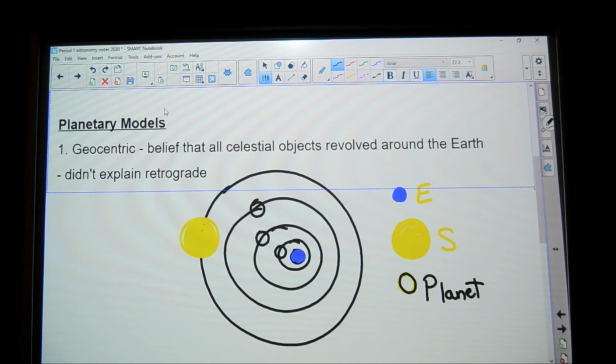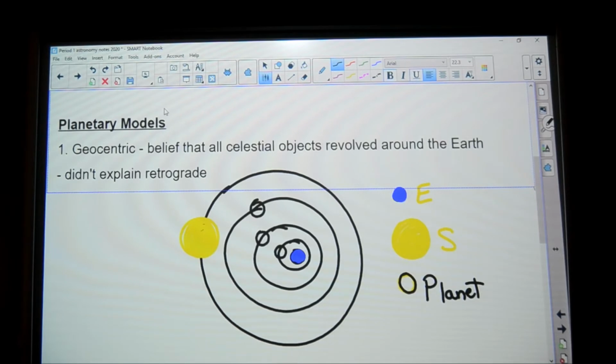Planetary models, also in your vocab. Geocentric was the belief, I'm sure you guys talked about in social studies, like science was not a big thing until the Enlightenment, 1500s, 1600s. So the whole idea is they used to think that all planets, stars, everything revolved around the Earth, hence geo, meaning Earth, centered.